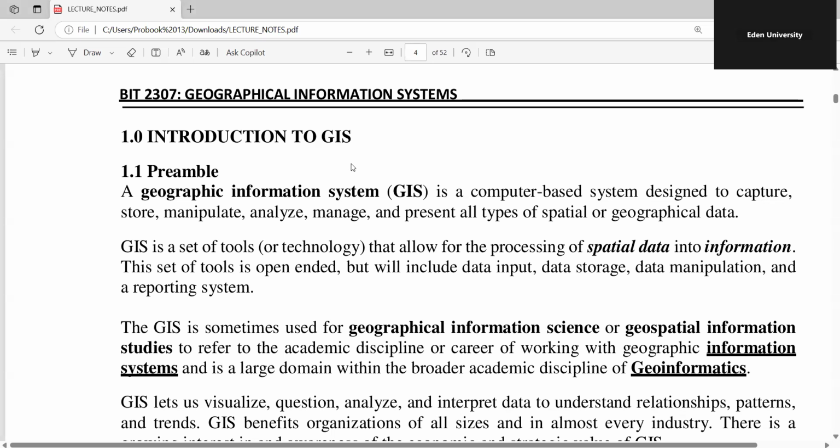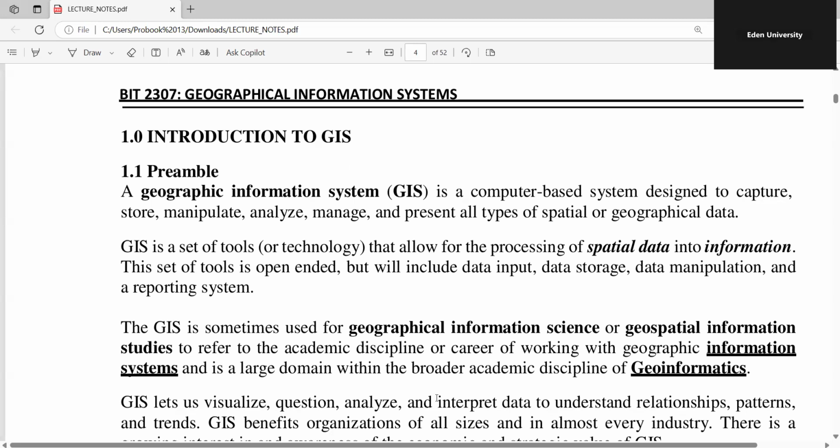So a geographic information system is a computer-based system designed to capture, store, manipulate, analyze, manage, and present all types of spatial or geographic data. GIS is a set of tools that allow the processing of spatial information. This set of tools is open-ended, but will include input data, storage, data manipulation, and reporting system.